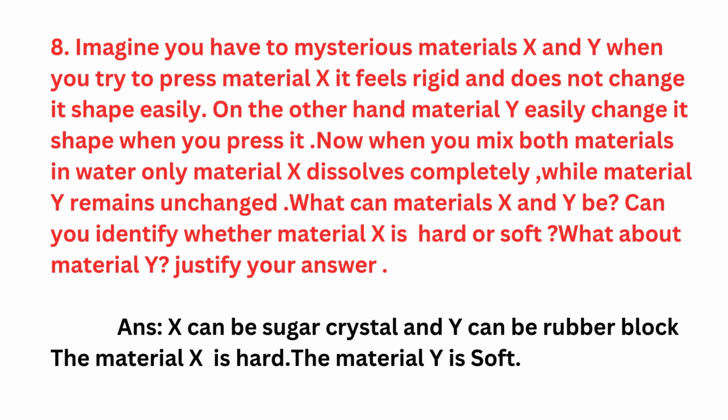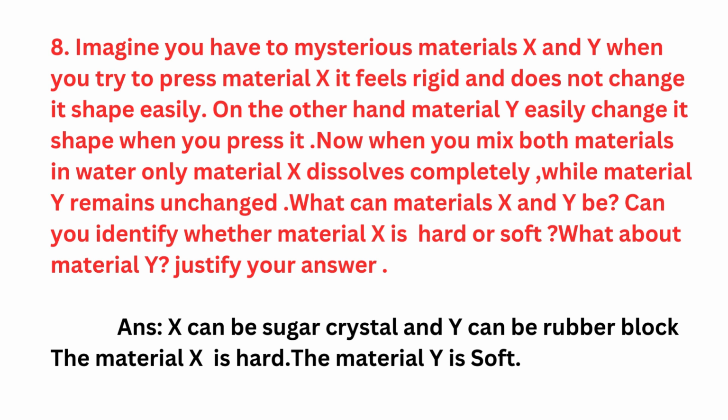Next, question number 8. Imagine you have two mysterious materials X and Y. When you try to press material X, it feels rigid and does not change its shape easily. On the other hand, material Y easily changes its shape when you press it. Now, when you mix both materials in water, only material X dissolves completely while material Y remains unchanged. What can materials X and Y be? Can you identify whether material X is hard or soft? What about material Y? Justify your answer. Correct answer, X can be sugar crystal and Y can be rubber block. The material X is hard and the material Y is soft.